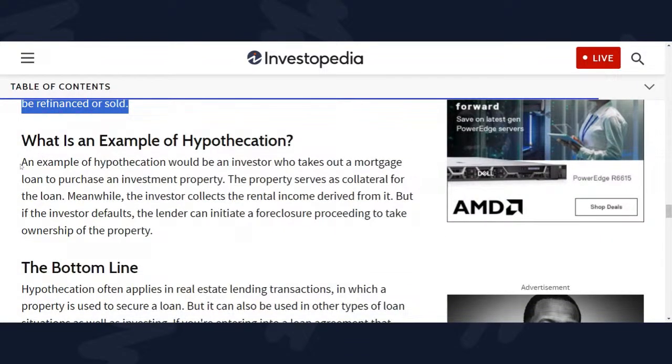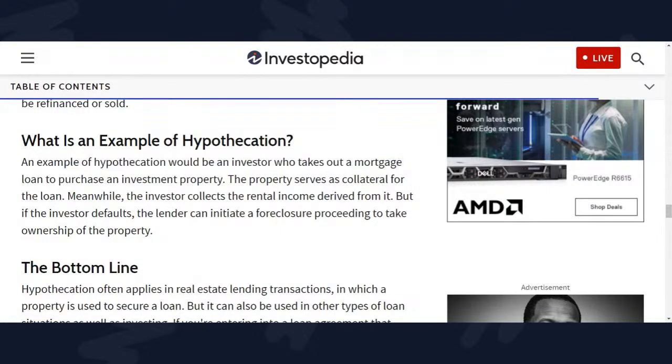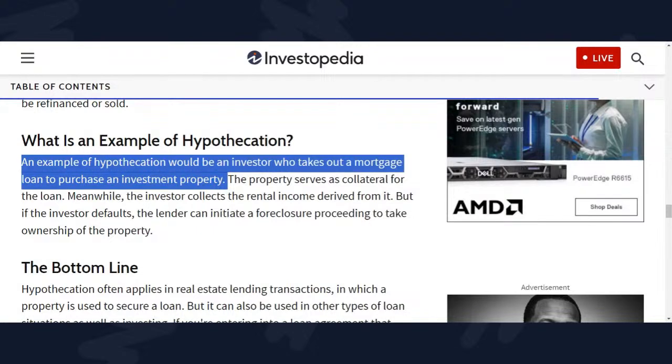What is an example of hypothecation? An example of hypothecation would be an investor who takes out a mortgage loan to purchase an investment property. The property serves as collateral for the loan. Understand, this is how they think of you when you get a loan. They think of you as an investor, and you're going to help them in equal capacity. Equities are equal, but where equities are equal, the first in time, first in line, and you're the first one that gets to use that name, not them. So the terms have to go by your name and your terms. Make sure they're beneficial for your name and yourself. Otherwise, they're going to use your name for their benefit to your detriment.